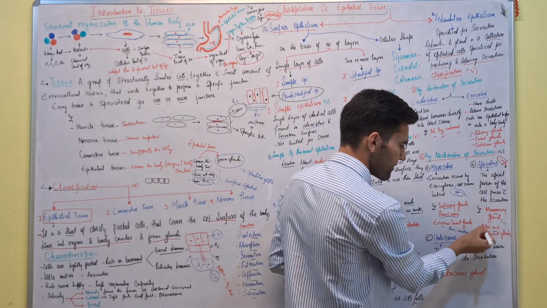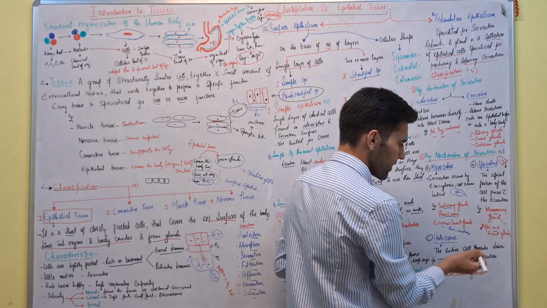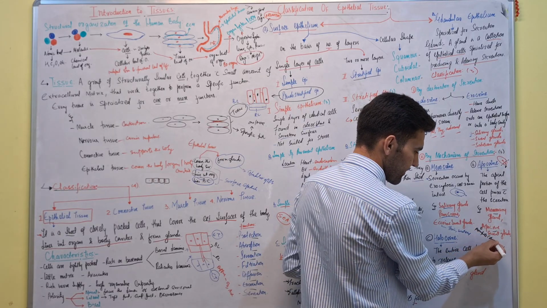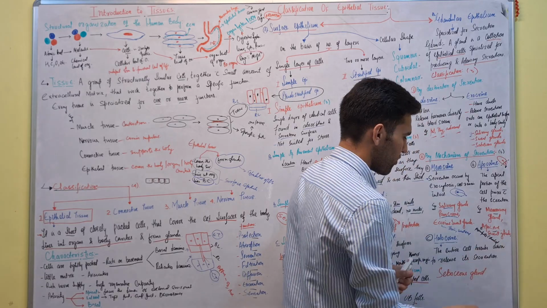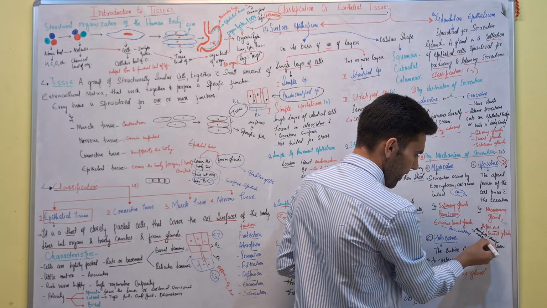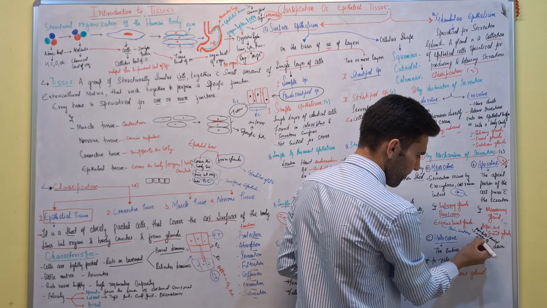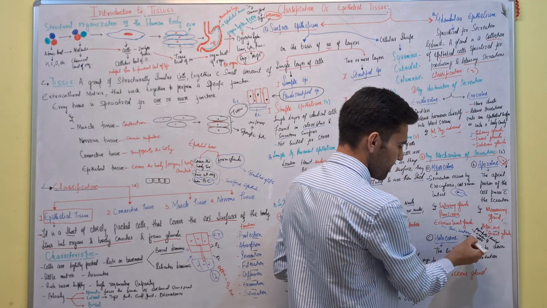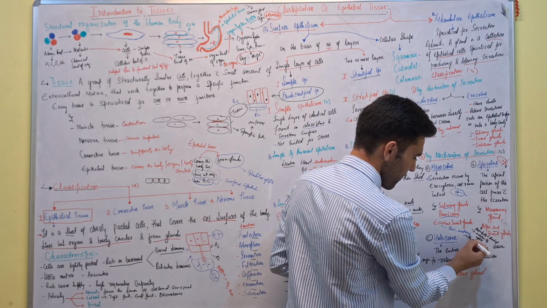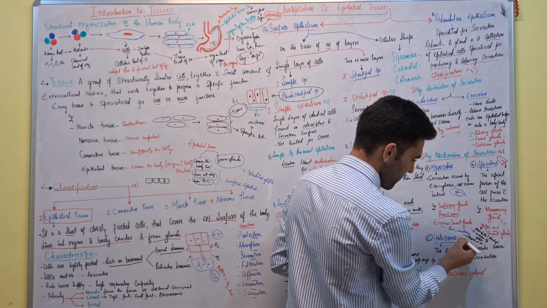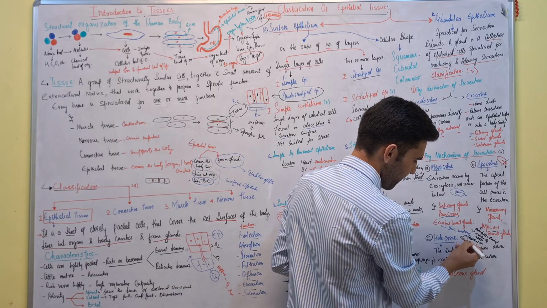Now apocrine sweat glands are located at particular locations: they are located in the armpits, that is the axilla, in the areola of the nipple, and also in the perianal area and genital area.